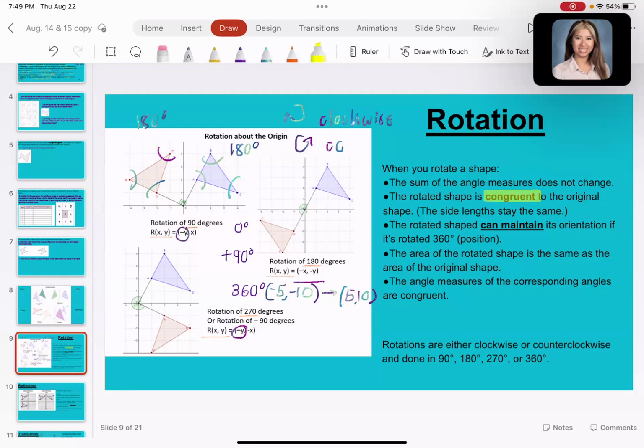So the area of the rotated shape is the same as the area of the original shape. What that means is if we found how much space this triangle took up, we would know that it's the same amount of space that this triangle takes up, the inside of the triangle. Lastly, we know that the angle measures of the corresponding angles are congruent. We talked about that earlier, that angle B right here would be congruent to B prime right here. So the angle measures would be the same because they're corresponding.